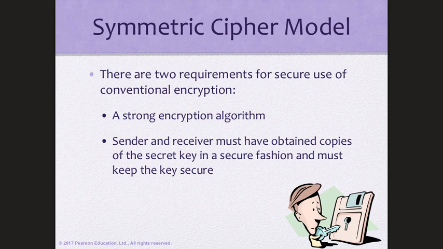There are two requirements for secure use of conventional encryption. Okay, the two requirements are, we mentioned one of them already, right? Which is that sender and receiver must have obtained copies of the secret key in a secure fashion and must keep the key secure. That's an important requirement. So somehow, in a symmetric encryption system, the sender and the receiver, the two trusted parties, have access to the key somehow outside the communication channel.